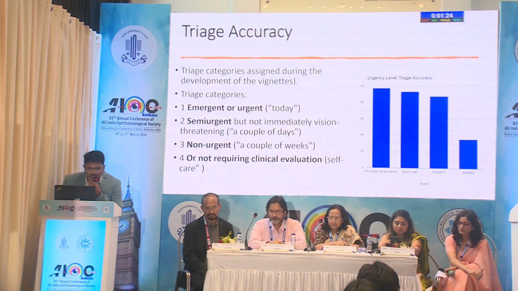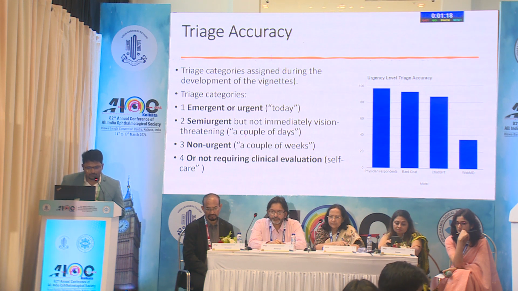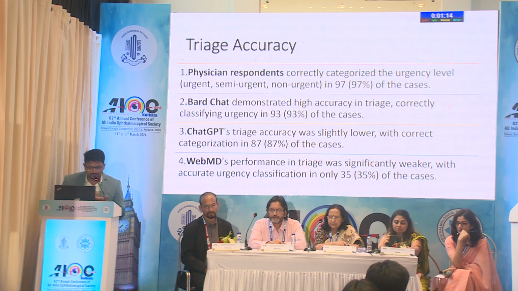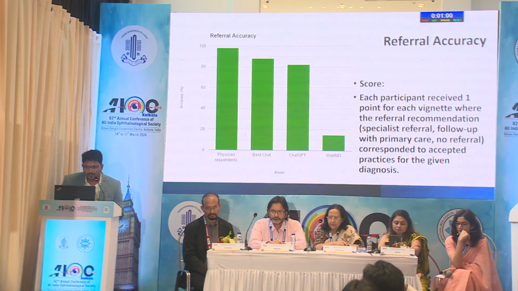Now we also evaluated the triage accuracy, where we have 4 categories: emergent, semi-urgent, non-urgent, or not requiring clinical evaluation. Based on that, we also checked the accuracy. The physician again topped with 97% of the cases, Bard with 93%, and ChatGPT with 87%, followed by WebMD with 35% of the cases.